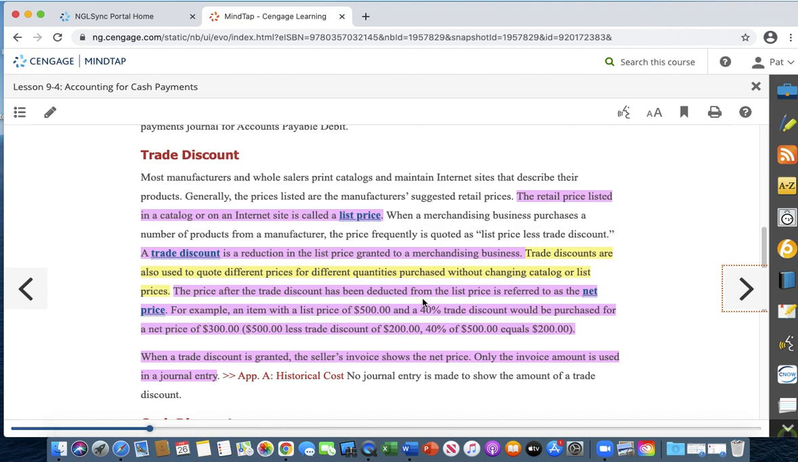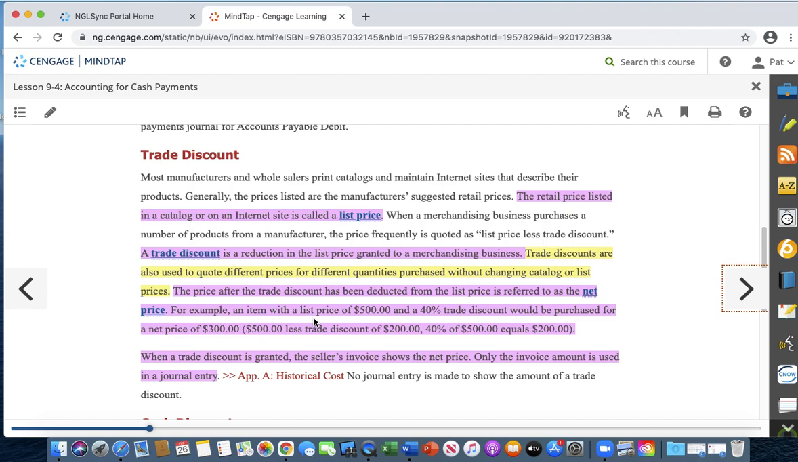The price after the trade discount has been deducted is referred to as the net price. Gross pay is the money before taxes, right? G, gross, comes before N, net. Net pay is the money you make after taxes. Net price is the amount that you would pay after the discount, okay?